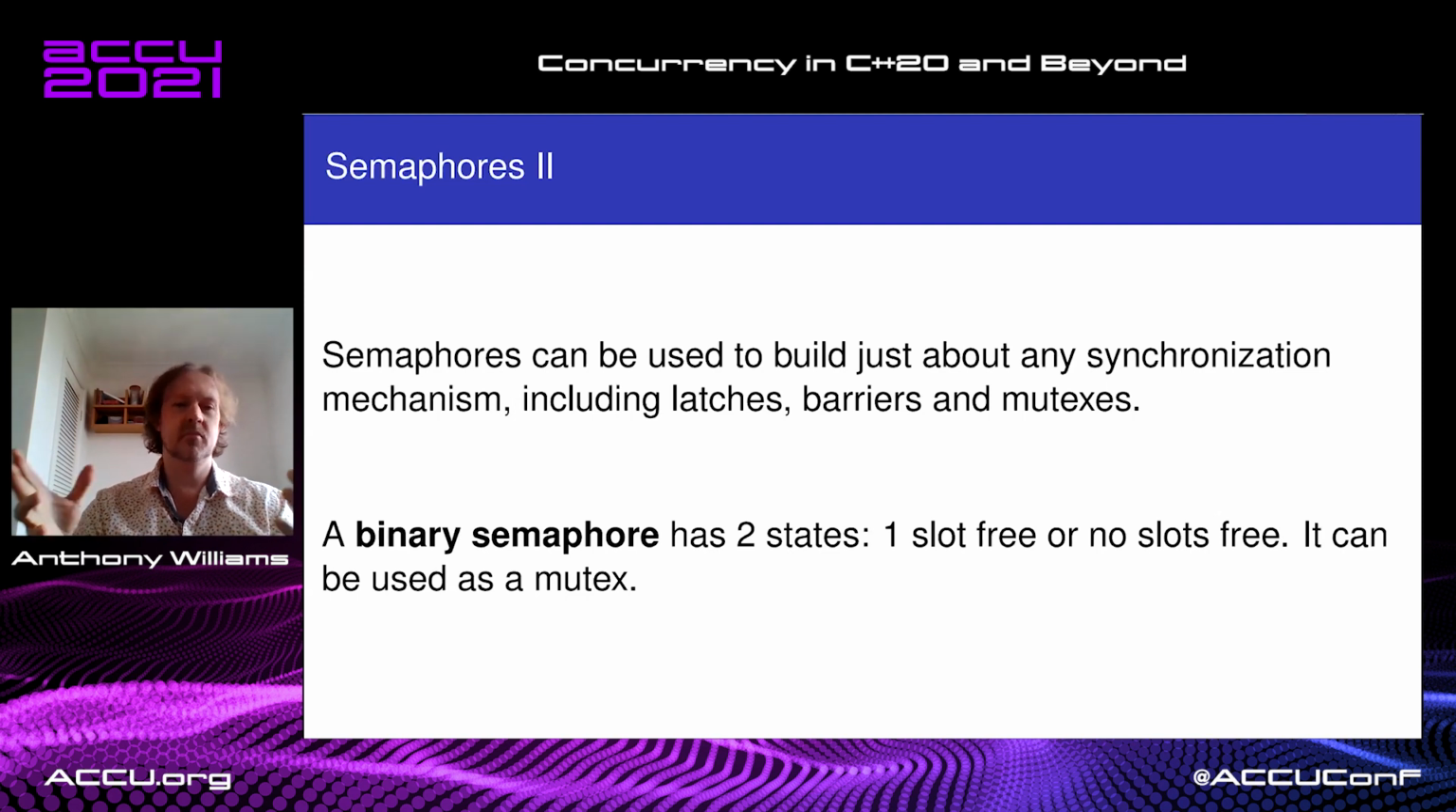So with semaphores, we have this binary semaphore. It has two states, either one slot free or no slots free, binary. It can therefore, in essence, be the same as a mutex. The only difference is that whereas a mutex is undefined behavior if you try and unlock it from a thread that didn't lock it, the semaphore doesn't have that direct relation. There is no direct requirement that the thread that acquired it and the thread that released it be one and the same.